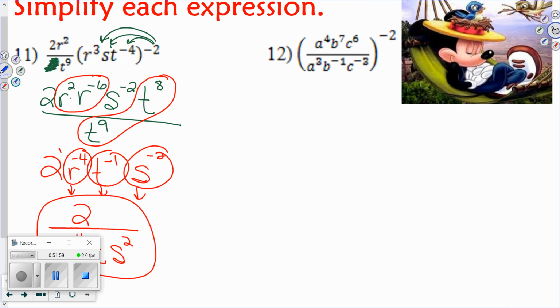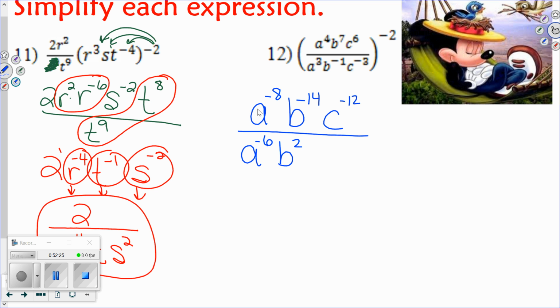All right, guys. Let's go ahead and talk through this. Some interesting things I kind of saw. I'll talk about all of that. All right. So first thing, most of us did just fine. We distributed, right? So we should get a to the negative 8. So kind of look through yours as I talk through and look at your work. And then we'd have b to the negative 14, c to the negative 12. And then on the bottom, you should have a to the negative 6, b to the 2nd, and c to the 6th. Right, that should have been your first step in distributing.